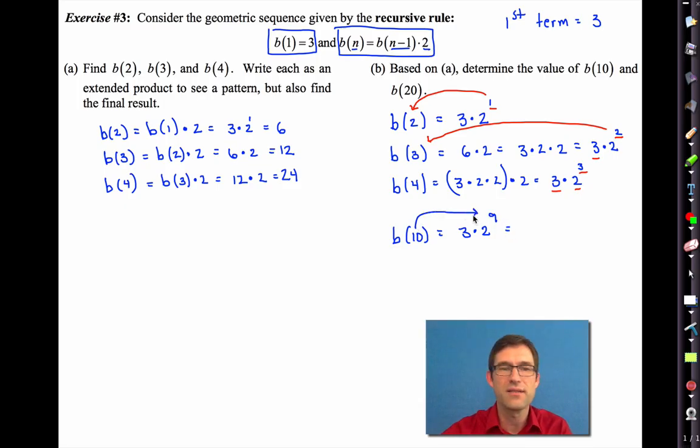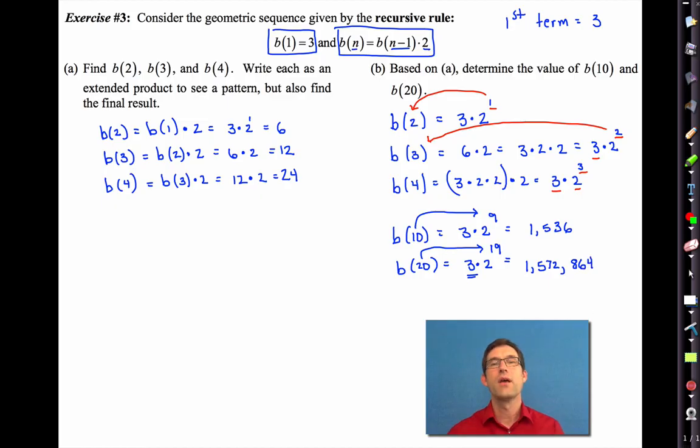9 times, not 10 times, and it's huge. It's 1,536. Of course, that's nothing compared to B20. Our 20th term, we get to multiply our first term by 2 19 times, right? And that's quite large. 1,572,864.